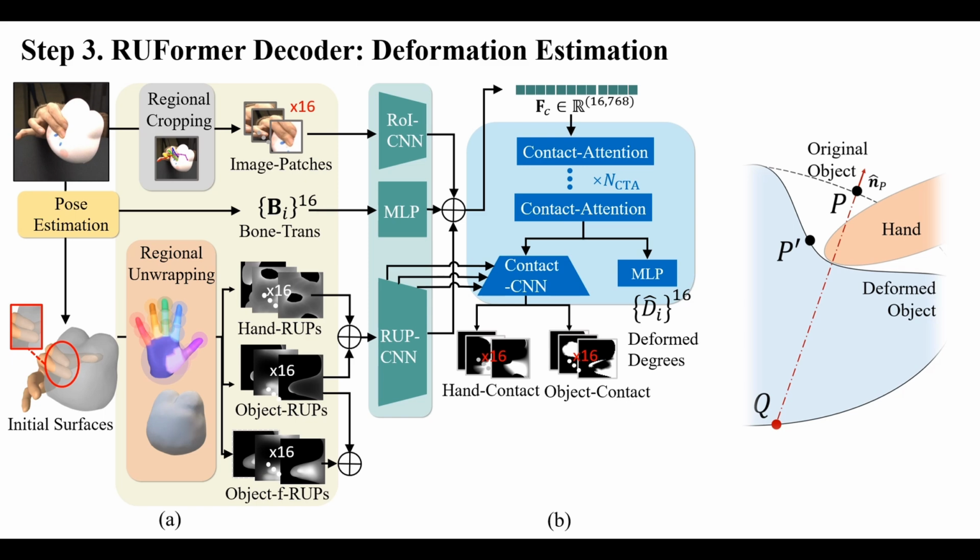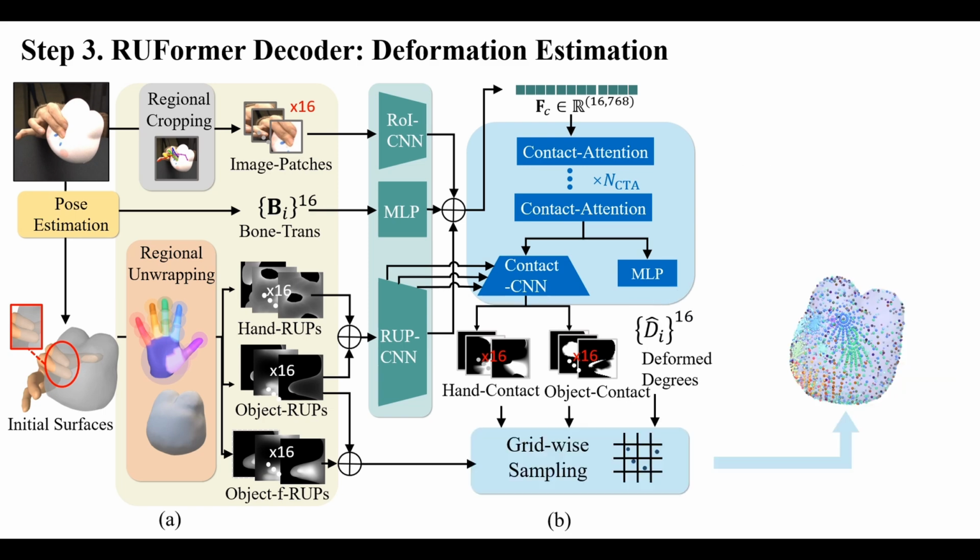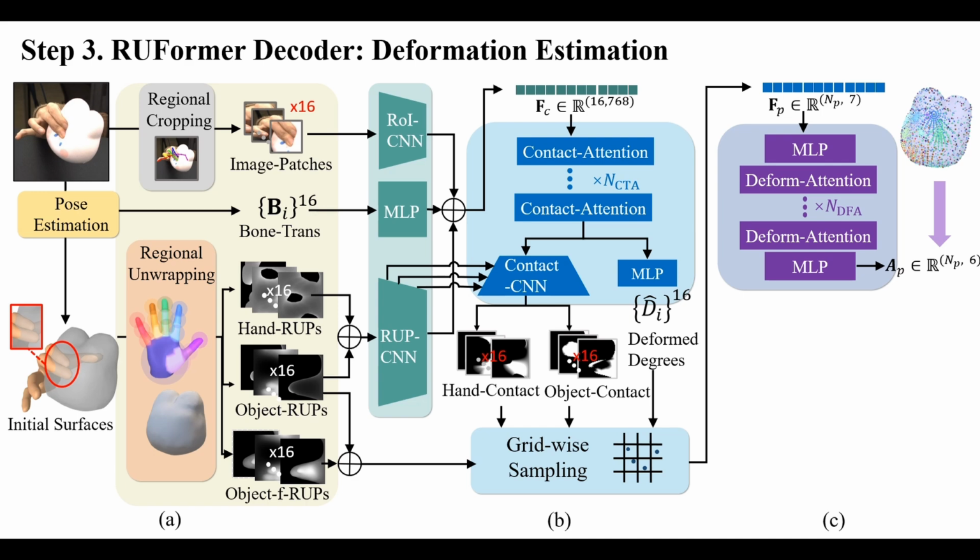However, the deformation obtained in this way does not consider the deformation priori of local geometries and lacks the understanding of the global deformation behavior. Therefore, we aggregate deformation features from grid-wise sampling points and estimate fine-grained deformation. We divide the object RUPs and object FRUPs into multiple grids and sample points from each grid in an orderly manner. We inherit the idea of the deformation graph that represents the deformation of arbitrary points on the surface as a combined deformation of nearby nodes.